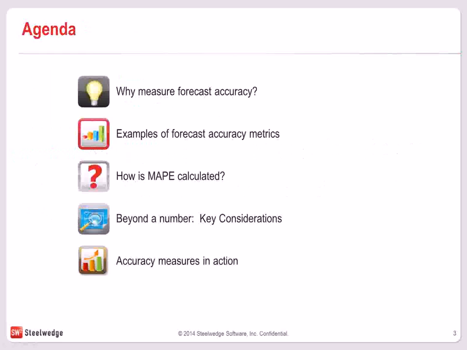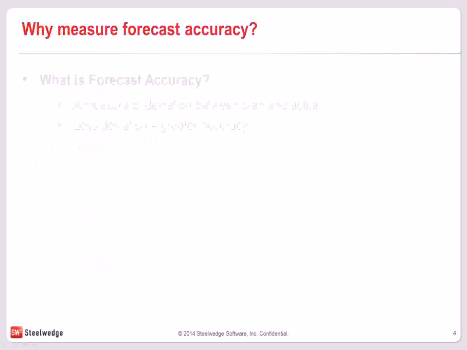And then we'll take that a few steps further and look at some of the key considerations in designing the way you measure forecast accuracy. There are several factors to consider when you set up that forecast accuracy metric, and so I want to cover some of those key decisions that you need to make and be aware of in the way that forecast accuracy is measured. And then lastly, we'll look at a couple of examples of forecast accuracy reports from SteelWedge and how we pull in some of those metrics and make them visible for users.